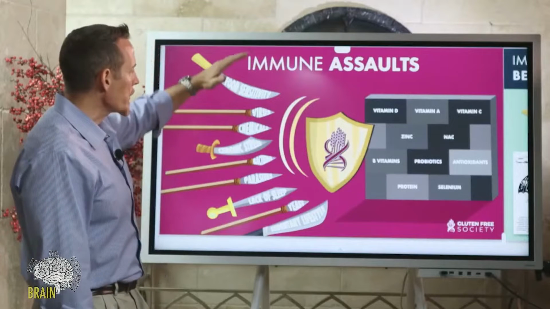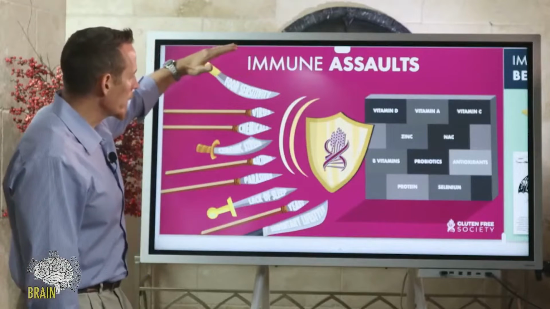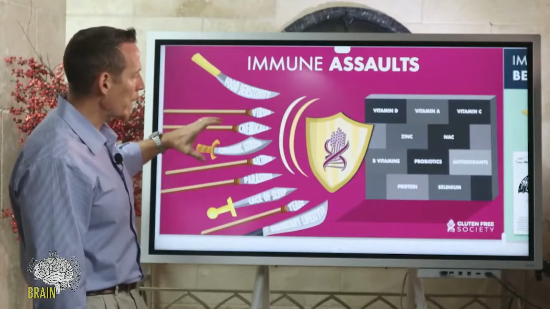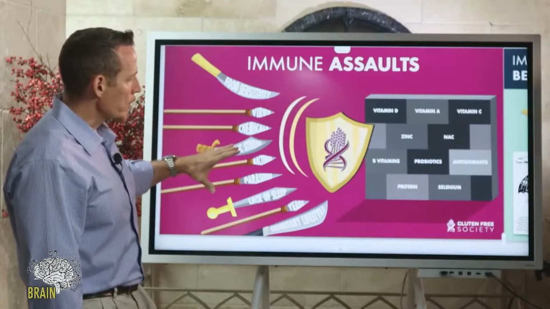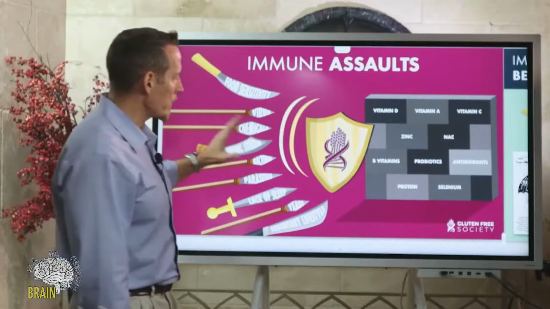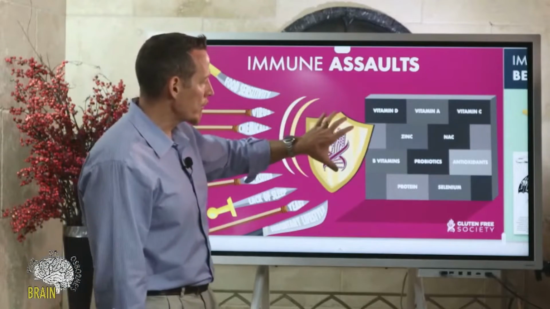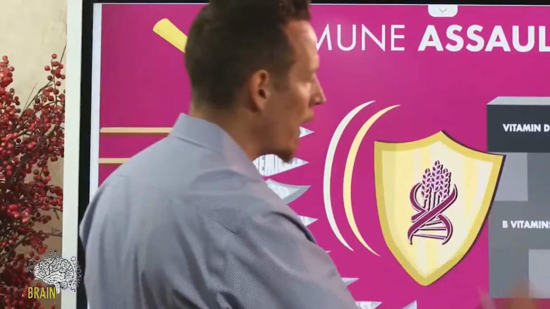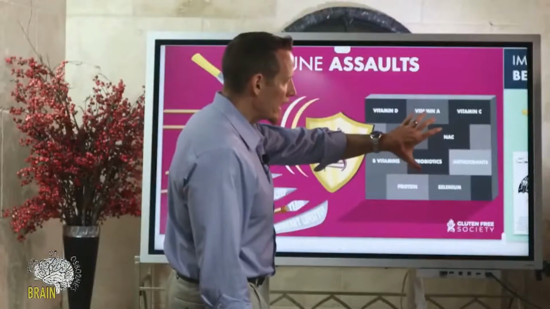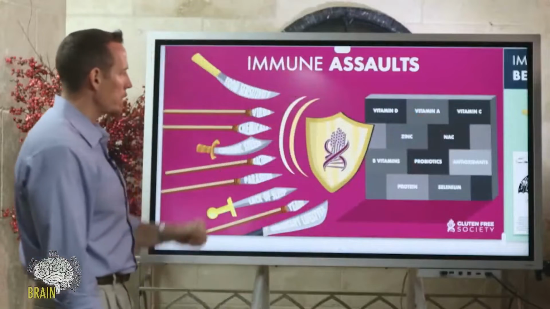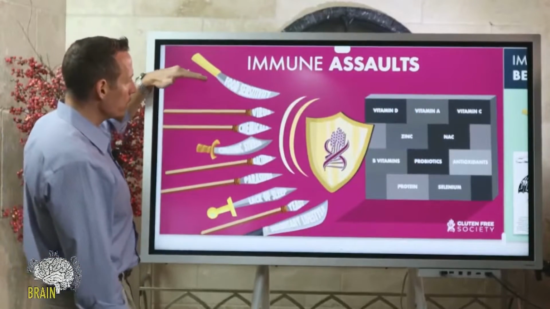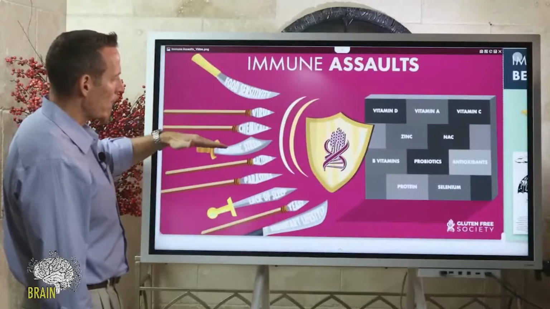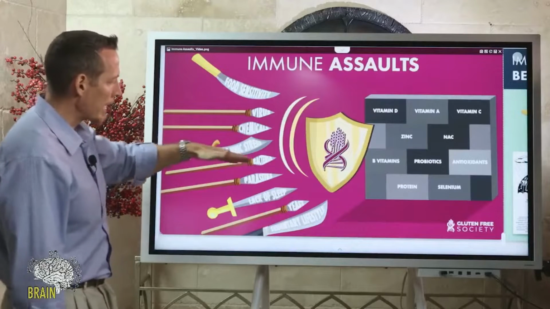So in this diagram, what you can see here on the left-hand side is different things that might come in and pose a threat to your immune system directly. You've got your immune system, which is your shield, and this shield is buffered by critical key nutrients, which we'll talk about tonight. But you can see here food sensitivity, viruses, different chemicals from the environment, chronic stress, bacteria.